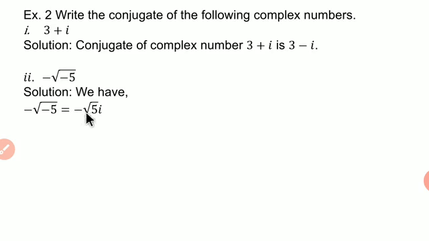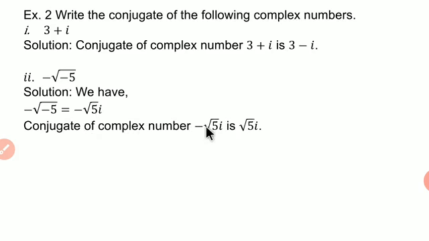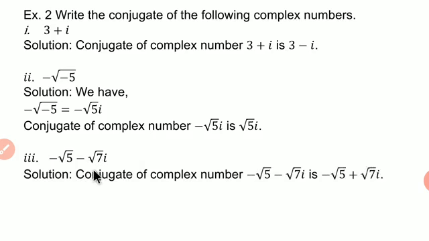And here if we change the sign of the imaginary part, it becomes square root 5i, and it is nothing but the conjugate of this complex number. Therefore the conjugate of complex number minus 5 square root 5i is equal to square root 5i. Third, minus root 5 minus root 7i, and therefore in the solution the conjugate of complex number minus 5 minus square root 7i is equal to minus 5 plus root 7i. Remember, we change only the sign of the imaginary part.